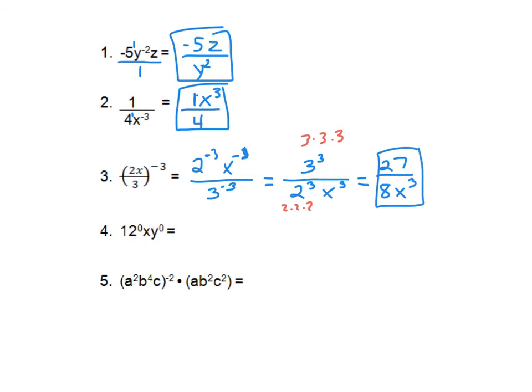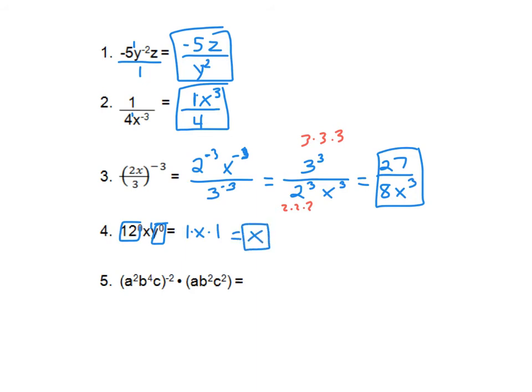The next one, 12 to the 0 power times x times y to the 0 power. Again, notice x has a power of 1 right here. So first of all, 12 to the 0 power, anything to the 0 power is the number 1. So this right here is the number 1. X to the first power just stays x to the first power, which is x. If we want multiplication between there, we can. And y to the 0 power, again, anything raised to the 0 power is 1, so times 1. 1 times x times 1, well, that's just x.